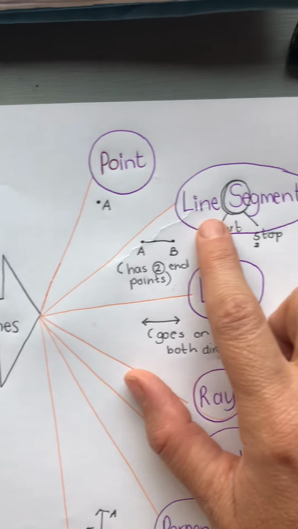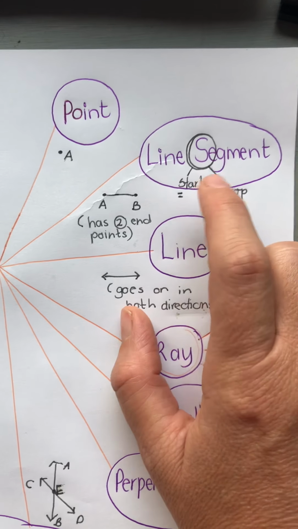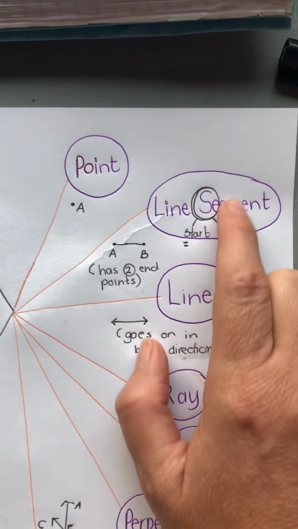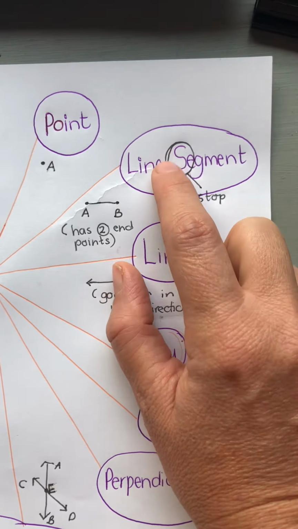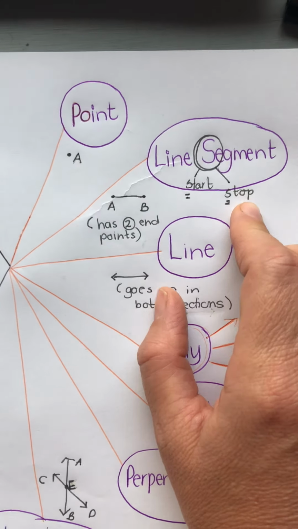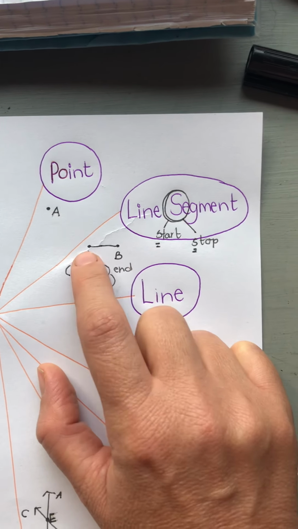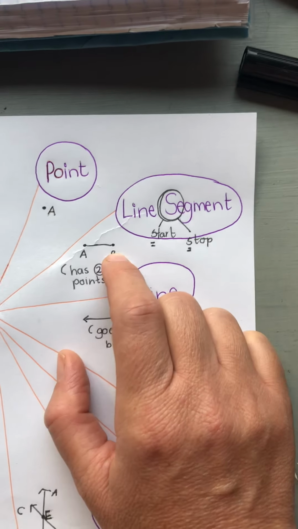Okay, right, the next one is the line segment. The way that I remember line segment, I've got a little trick, is to remember the S in line segment. And for me, I tell my brain to remember the S stands for start and stop. And if you look at a line segment, it's got a point on either end of it, which means that it starts somewhere and it stops somewhere.